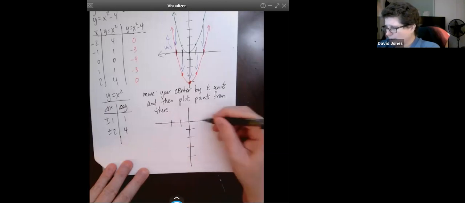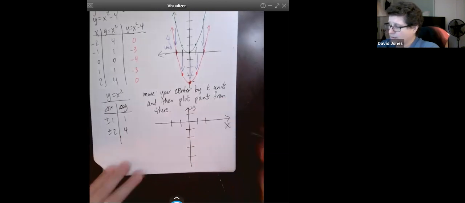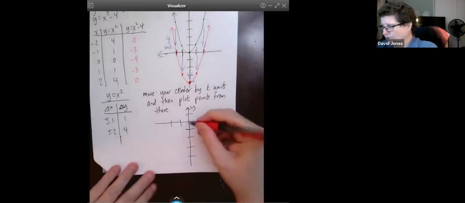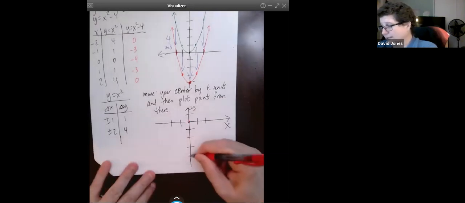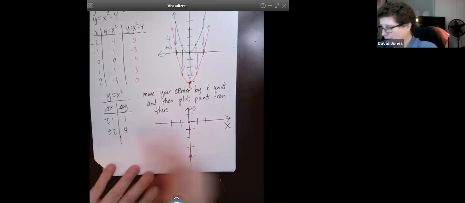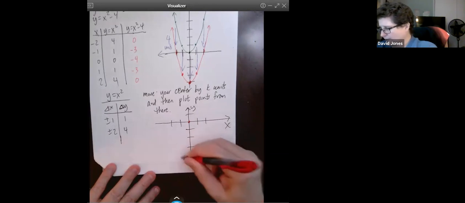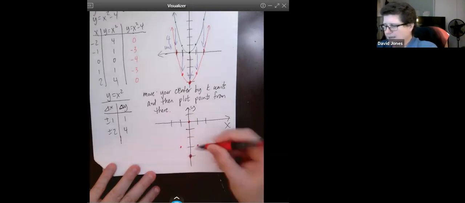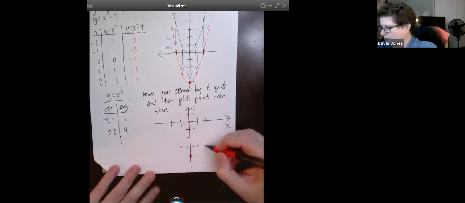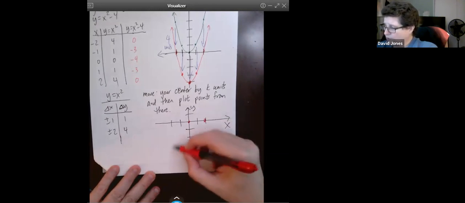Do the same one, y equals x squared minus 4, to illustrate what I mean by that. So if I go down 4, the origin was here, I'm going to go down 4 units. And if I go left or right 1, I go up 1 unit. Right 1, up 1, left 1, up 1. And if I go left or right 2, I go up 4. 1, 2, 3, 4 on each side.